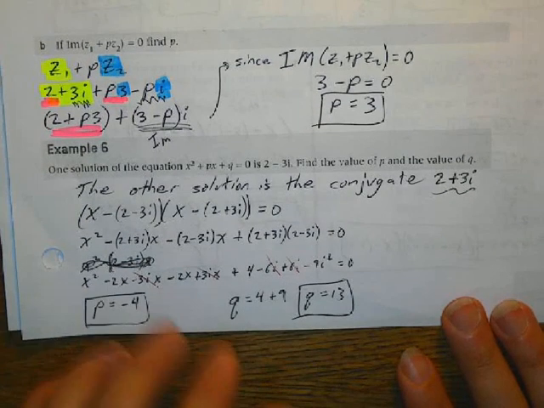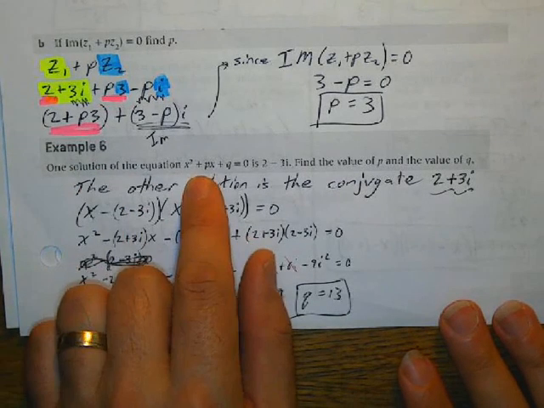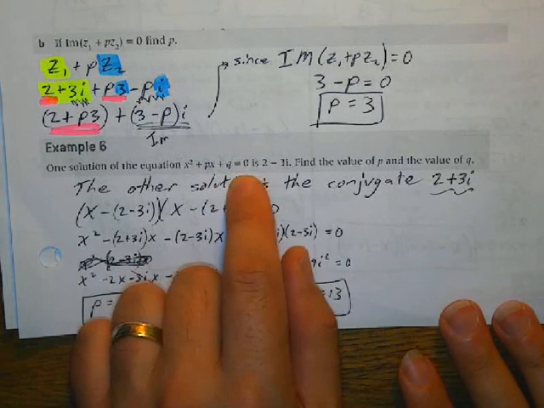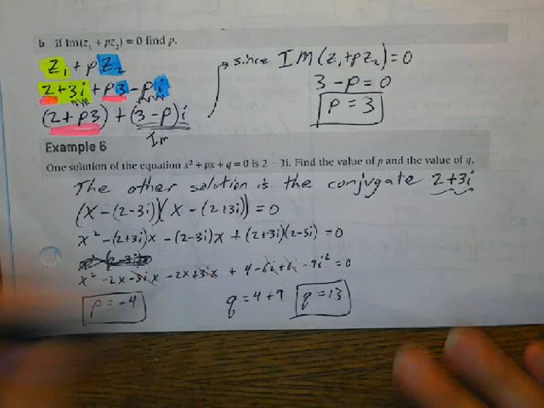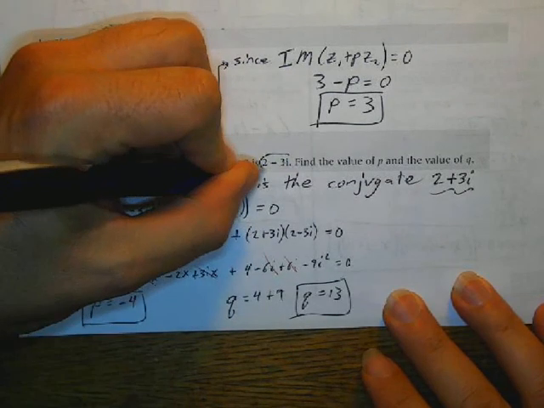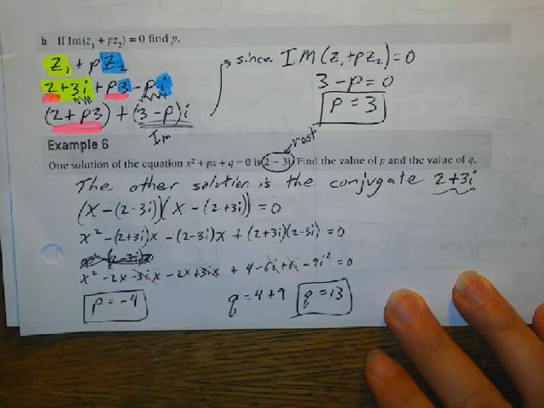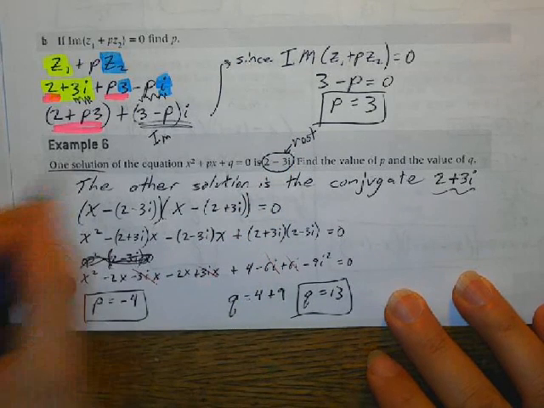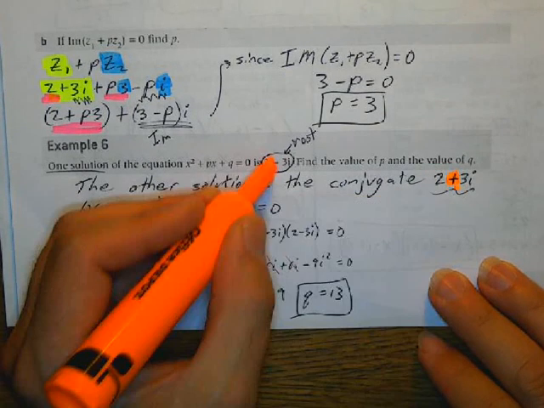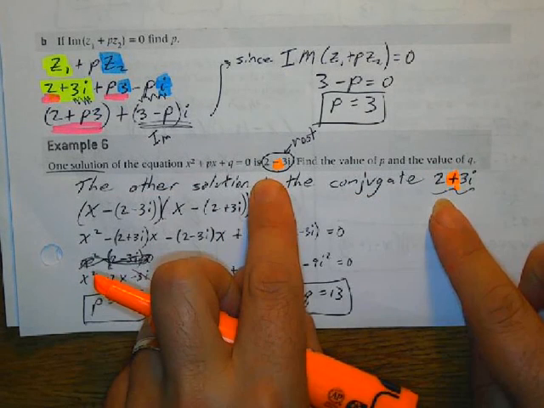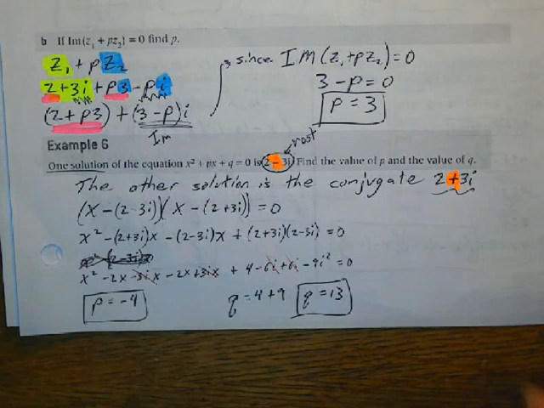Okay, people had trouble with example 6. One of the solutions of x squared plus px plus q equals 0 is 2 minus 3i. So this is one of the roots, right? Or one of the solutions. So that means the other solution is going to be the conjugate. So the other solution is going to be 2 plus 3i.